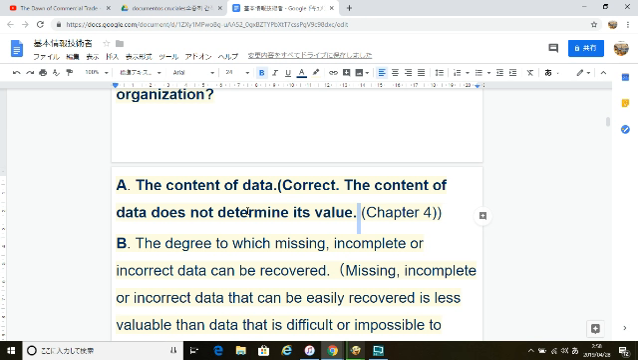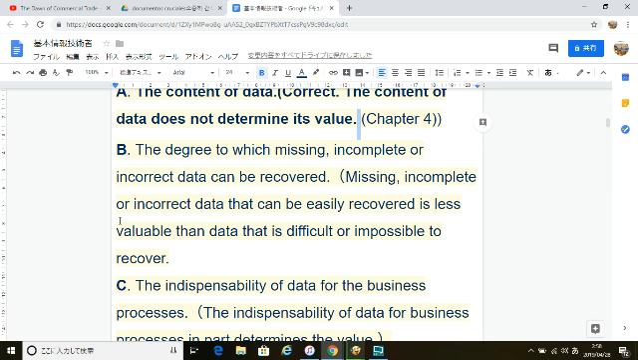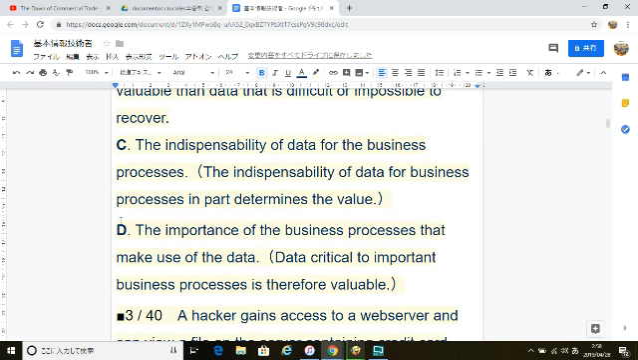Chapter 4. B. The degree to which missing, incomplete or incorrect data can be recovered, incorrect. Missing, incomplete or incorrect data that can be easily recovered is less valuable than data that is difficult or impossible to recover. C. The indispensability of data for the business process is incorrect.